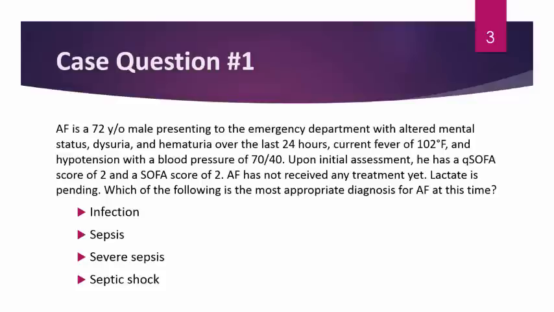So to get started, we have a case. AF is a 72-year-old male presenting to the emergency department with altered mental status, dysuria, and hematuria over the last 24 hours. A current fever of 102 degrees Fahrenheit and hypotension with a blood pressure of 70/40. Upon initial assessment, he has a Q-SOFA score of 2 and a SOFA score of 2. AF has not received any treatment yet, and his lactate is currently pending. Which of the following is the most appropriate diagnosis for AF at this time? Is it infection, sepsis, severe sepsis, or septic shock?